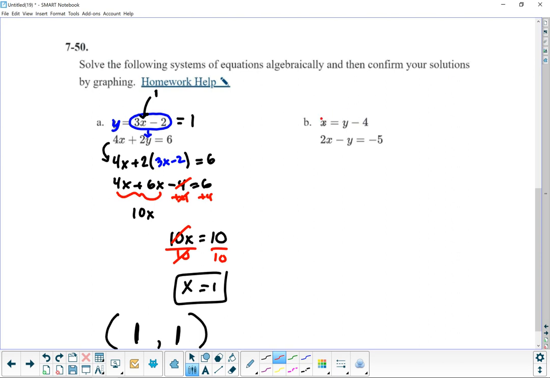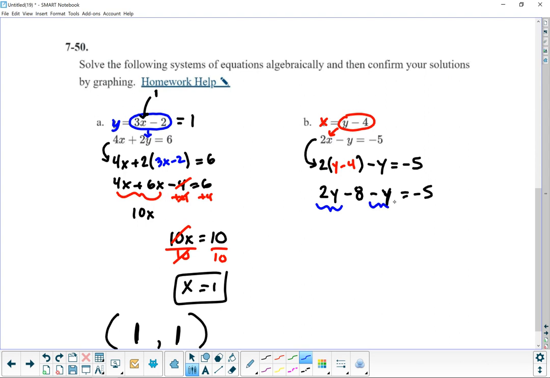Okay, this one right here, instead of x, I'm going to substitute in y minus 4 into the x. So I'm going to copy this equation down. 2, but remember, instead of x, I'm going to copy down y minus 4. Minus y equals negative 5. Okay. Work it out. 2 times y is 2y. 2 times negative 4 is minus 8. Minus y equals negative 5.